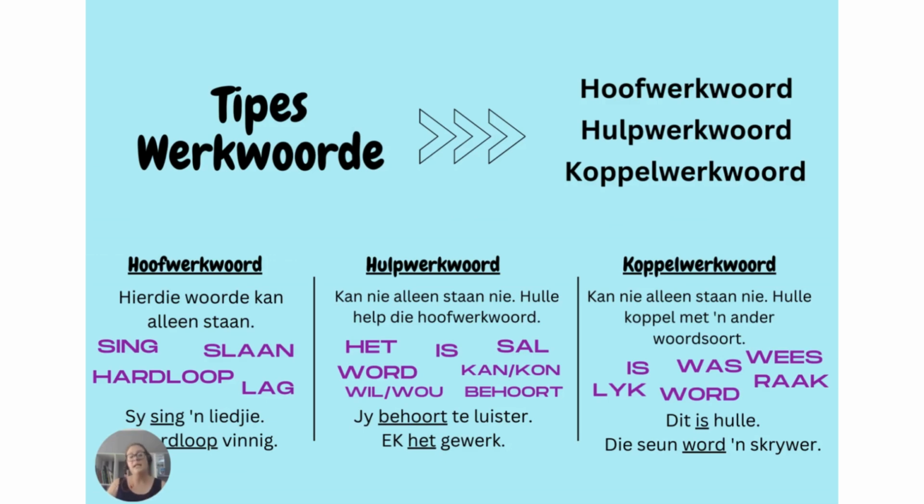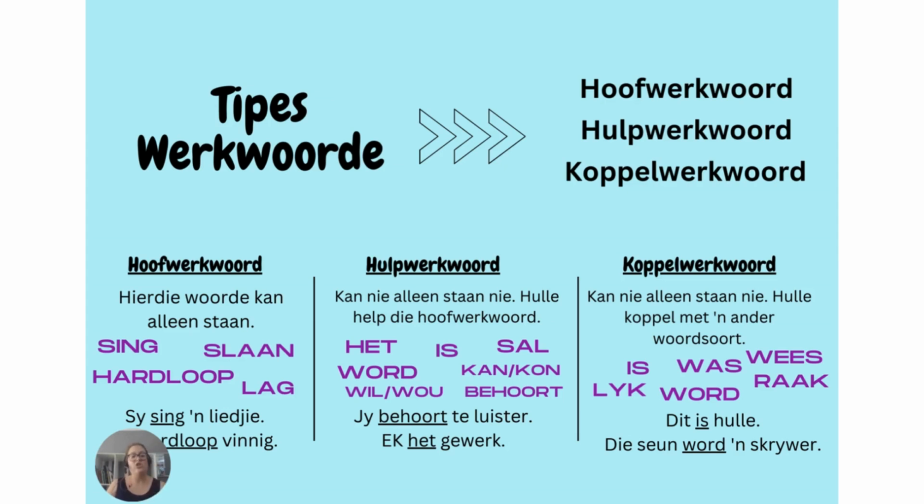Dan kry ons ander tipes werkwoorde. Ons het ons hoofwerkwoord, ons hulpwerkwoord en ons koppelwerkwoord. So there's 3 types. Jou hoofwerkwoord, hierdie woorde kan alleen staan. So sing, slaan, hardloop, lag. Sy sing 'n liedjie. Hy hardloop vandag. So it's always words that can stand alone. So sing, slaan is to hit, hardloop is to run, lag is to laugh.